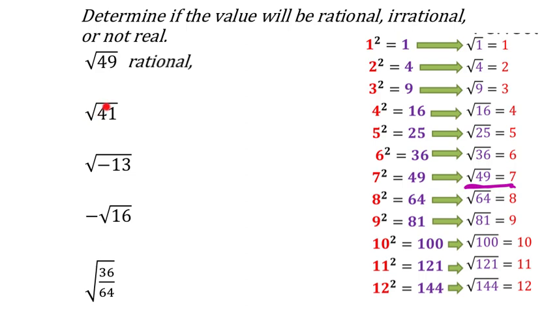Okay, how about the square root of 41? Well, it's not negative on the inside, that's okay, but 41 is not on this list, so if it's not on the list, it is automatically irrational. Now if we go down to the square root of negative 13, the negative is on the inside, and 13 is not on the list, so you could say it's irrational, but this one we would just classify, since the negative is on the inside, as simply not real.